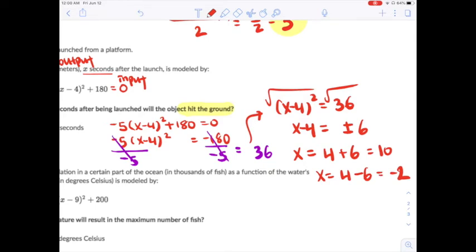And I told you, we need to make sense of the question. The time, we are looking for the seconds. Can it be negative? Can it be -2 seconds? No. So you just answer 10.